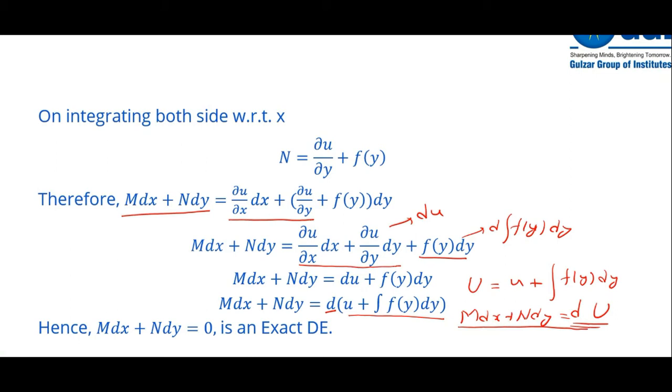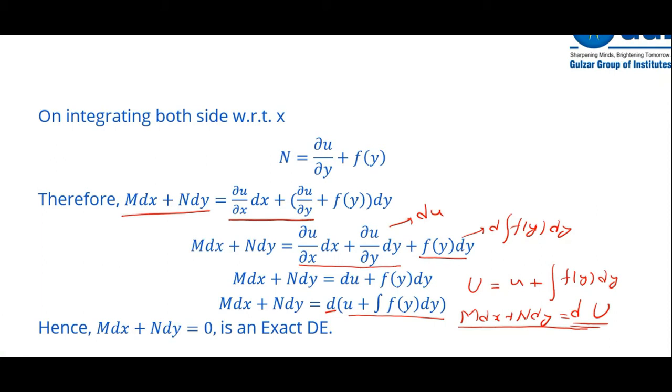Now any doubt in this proof? Does anybody want to ask anything in that proof? Anybody? Anybody having any doubt in this? Is it clear to all? Yes, sir.